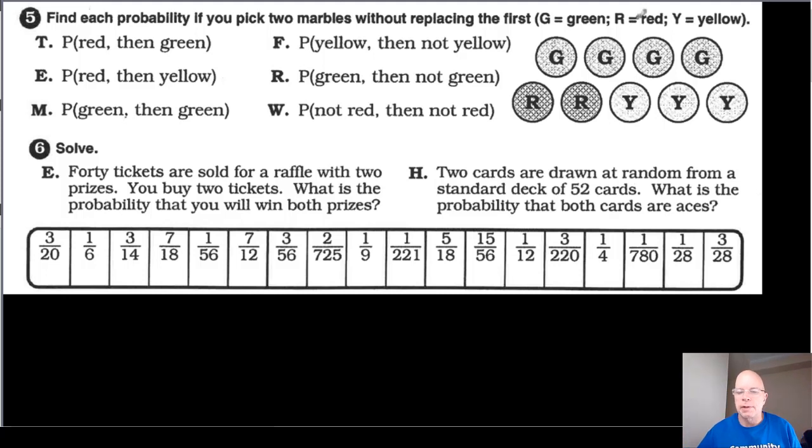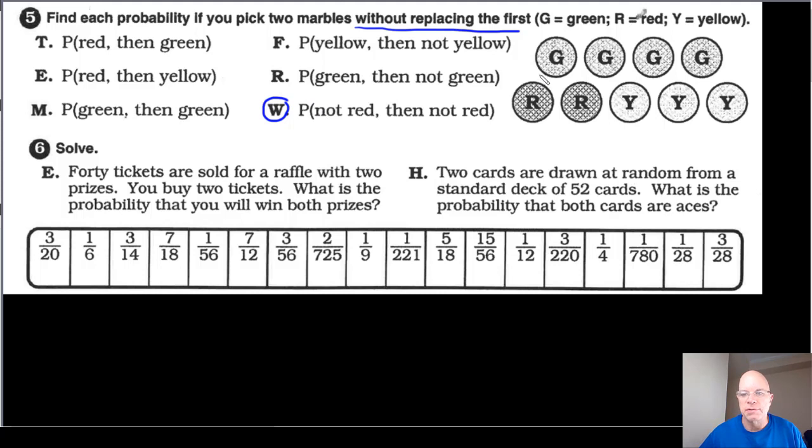Today we looked at calculating the probability of independent events, and so I'm going to do a couple problems like that with you on the assignment. These problems in section 5 tell us to find each probability if you pick two marbles without replacing the first. So this part, without replacing the first, is the reason that these events are dependent, and I'll explain that when we do part W together.